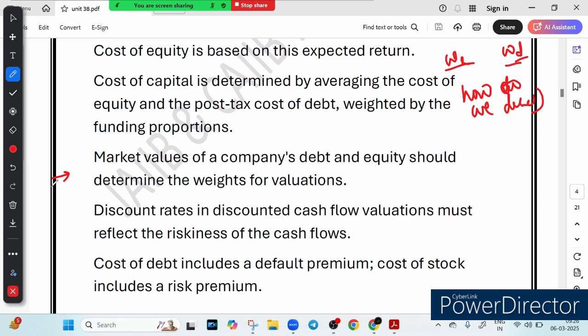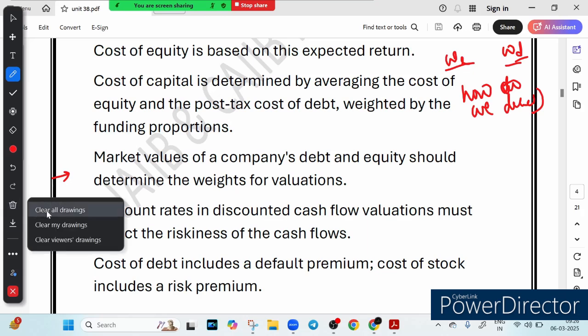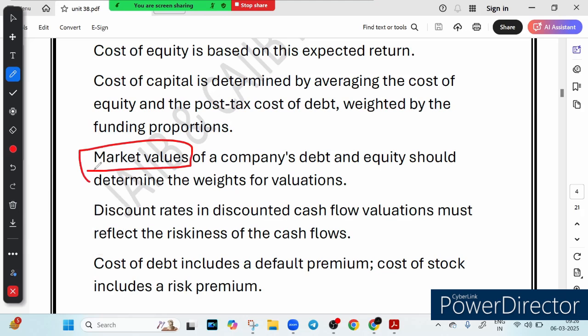We don't use book value, we use market value. Book value is not used, you use the market value. Now you must know the difference between book value and market value. So we don't use book value, rather we use market value while calculating the weight.